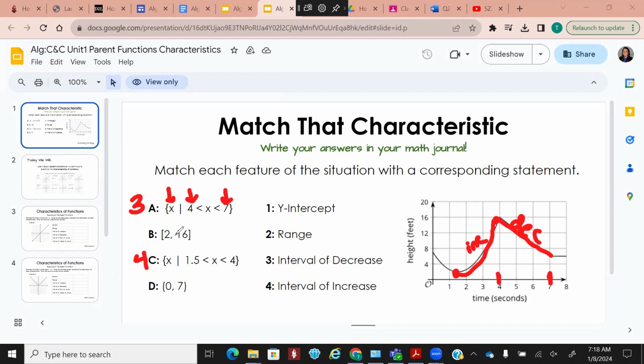All right, what about B? What is this one talking about? Range, because what's the lowest point? 2. What's the highest point? 16. And then the last part, 0 to 7. What does that describe?